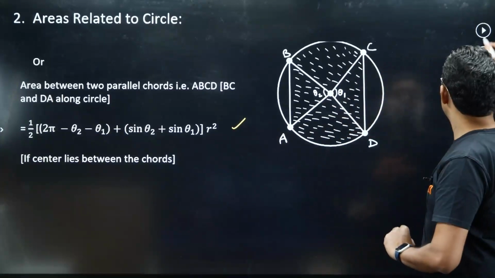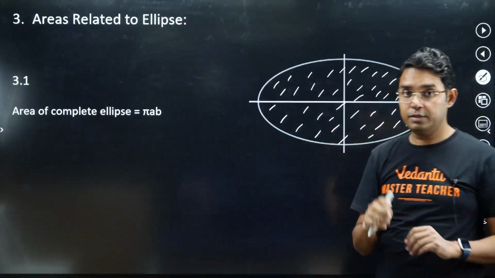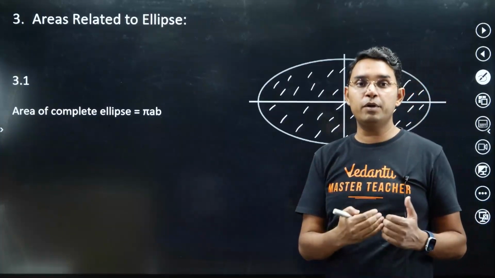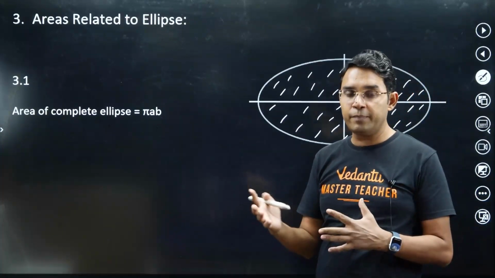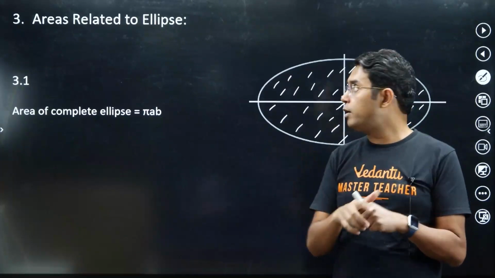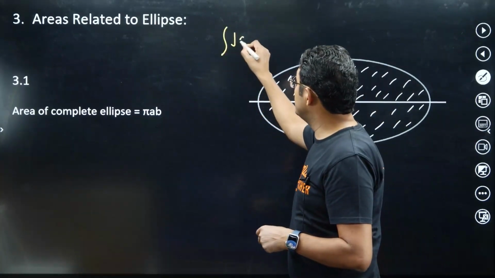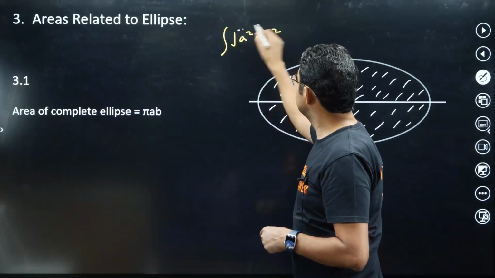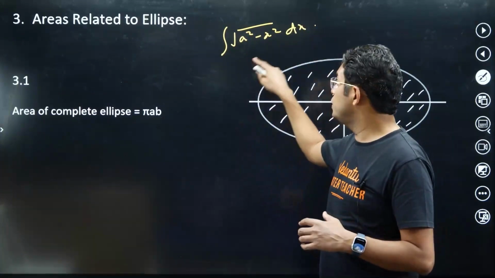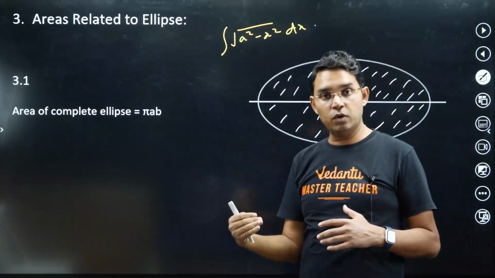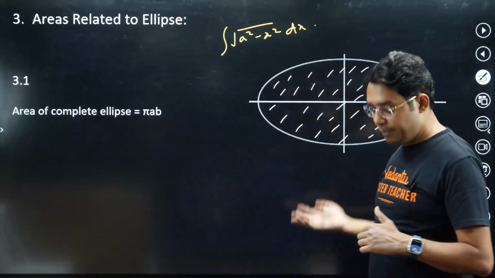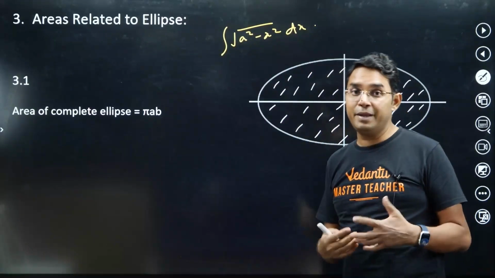Okay, so this is related to the circle. Now coming to the ellipse. Because its equation is x square upon a square plus y square upon b square equal to 1, the integration, if you are doing it, takes the form of the integral of root of a square minus x square. There is a big formula like x upon 2 into root a square minus x square plus a square by 2 into sine inverse x by a, and you have to put in the limits. So it is definitely a big calculation.